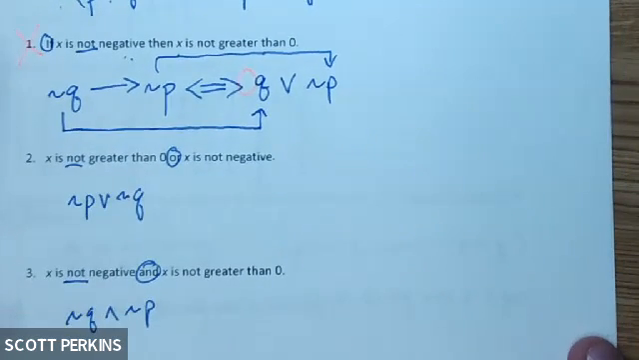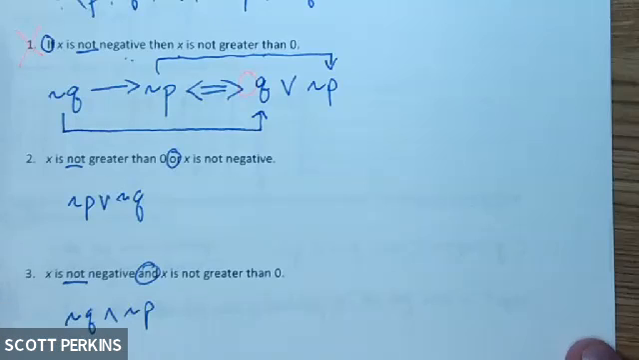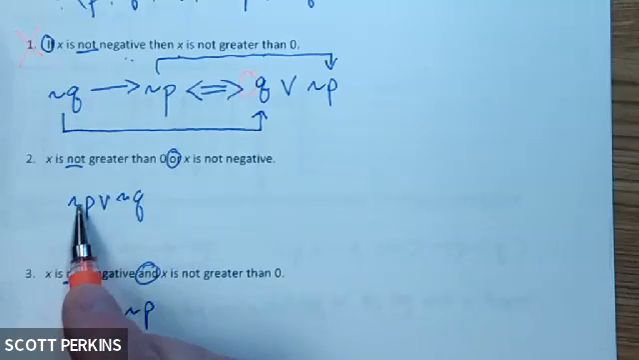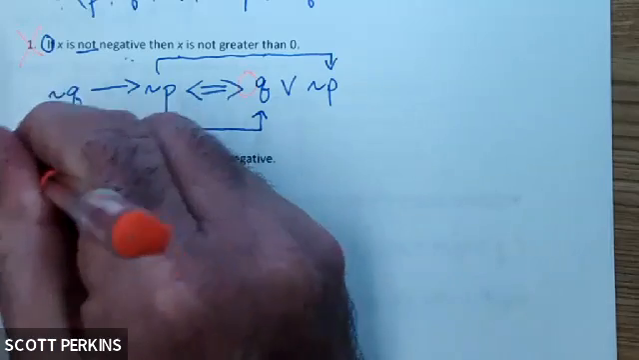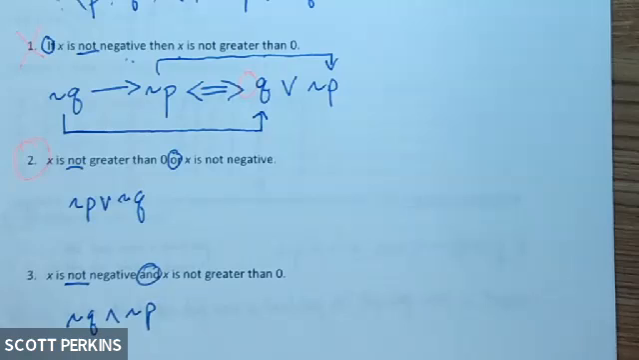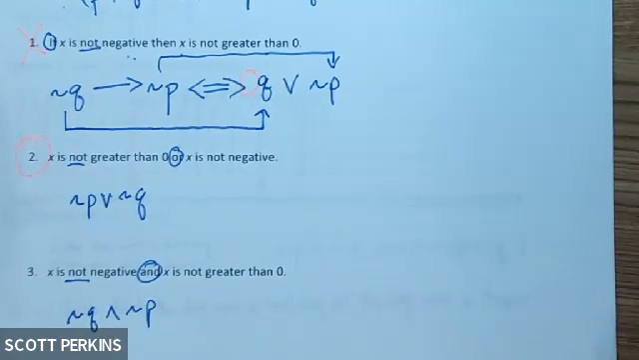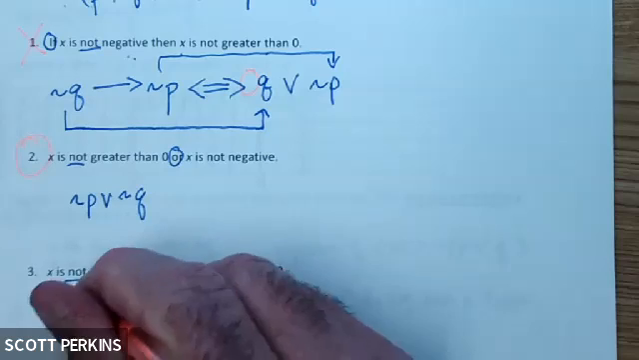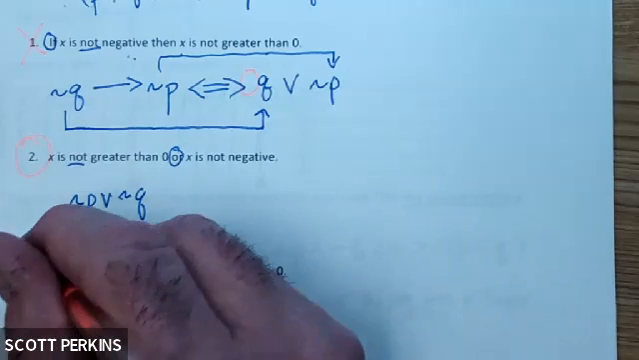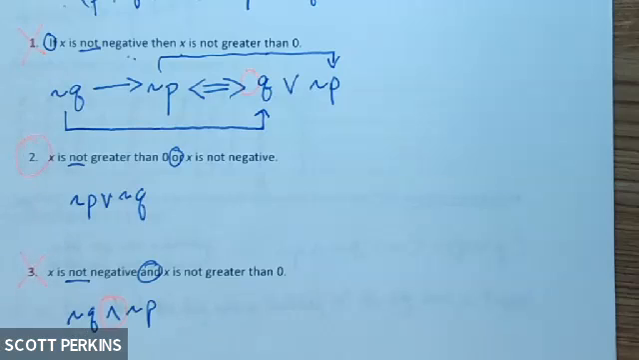How about statement 2? Is statement 2 the same as the original given statement? Yes, it is. I've got squiggly P or squiggly Q. That's good, but let's just confirm there's not more than one answer here. How about statement 3? Is statement 3 the same as the original statement? Why is it different? It's an and, it's a conjunction. Perfect. That's why that one's different. So I cross that out. So which one is equivalent to the original statement? That would be statement 2.